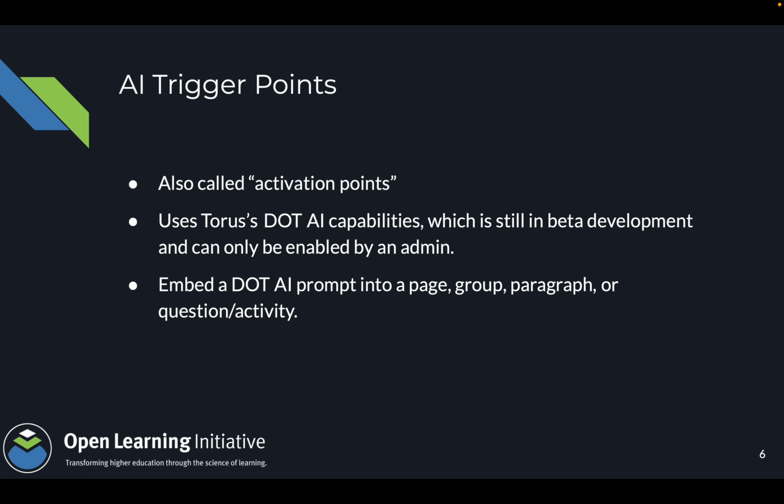Essentially, what the trigger points do, as you'll see, is they allow, in the authoring interface, an author to embed a .ai prompt into a page, a group, a paragraph, or a question. And you'll see that there can be preset places where the student could be encouraged to interact with the AI in a particular way.